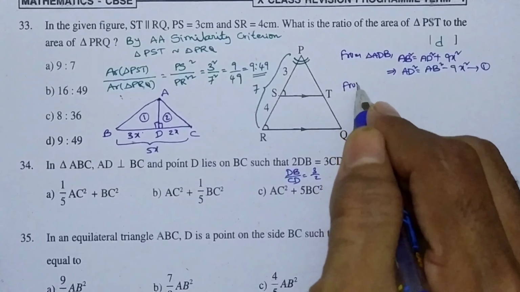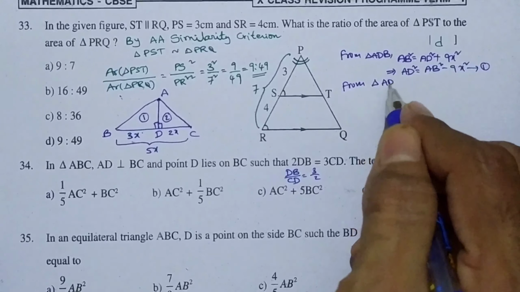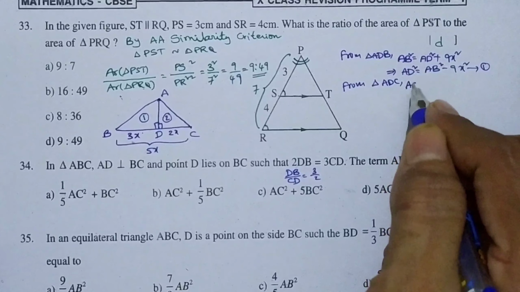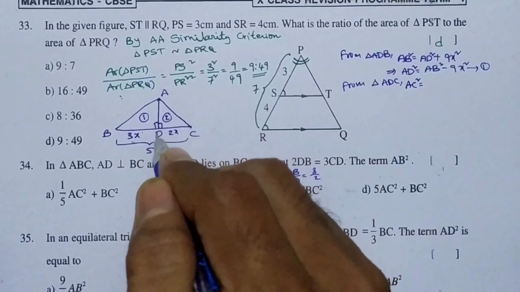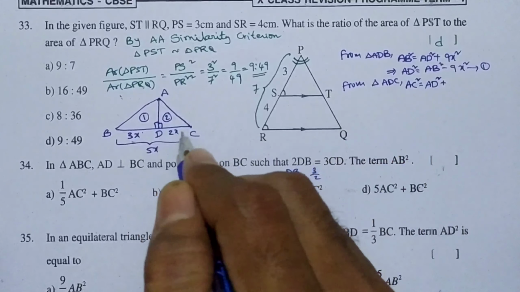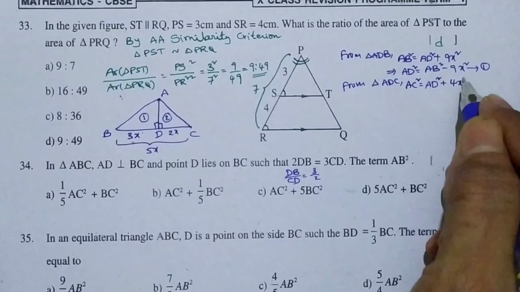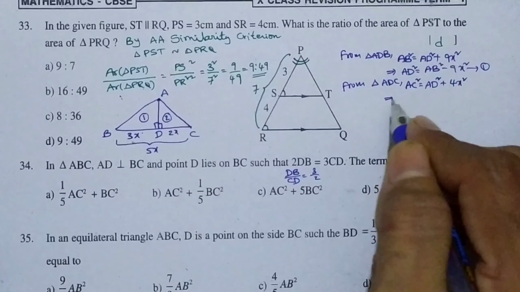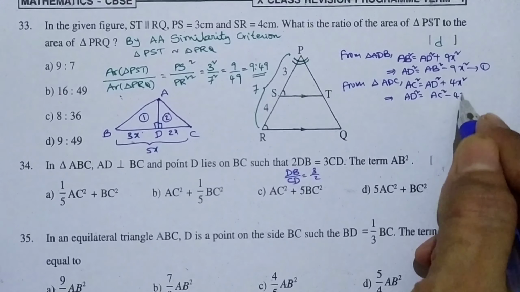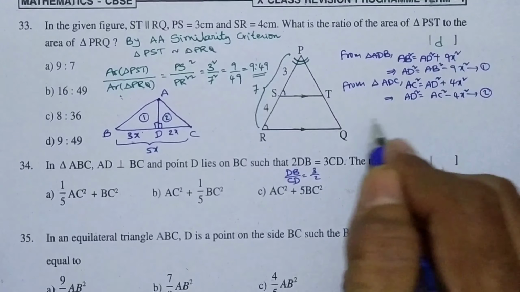Now I am going to take the other right angle triangle, that is triangle ADC. In this triangle, again by Pythagoras theorem, AC square is equal to AD square plus CD square. CD is 2x, so 2x whole square is 4x square. I am sending 4x square this side. Again AD square is equal to AC square minus 4x square. Now this is equation number 2.